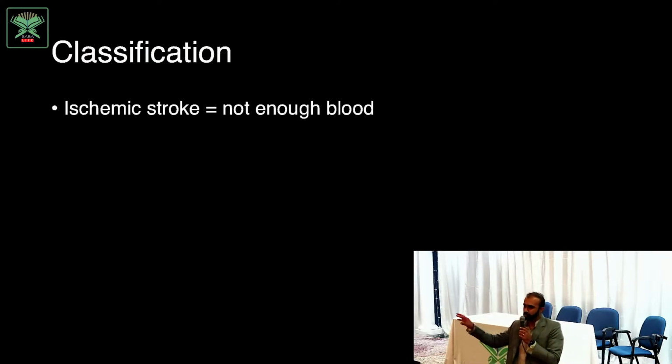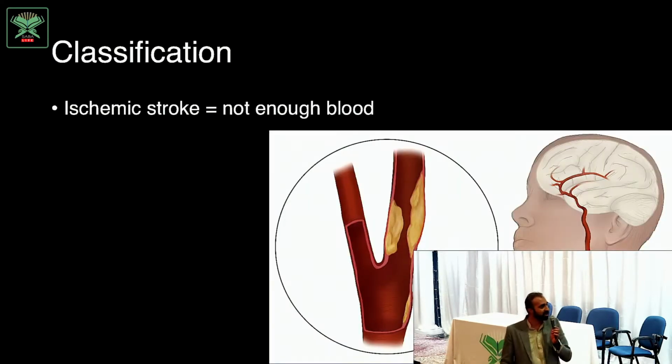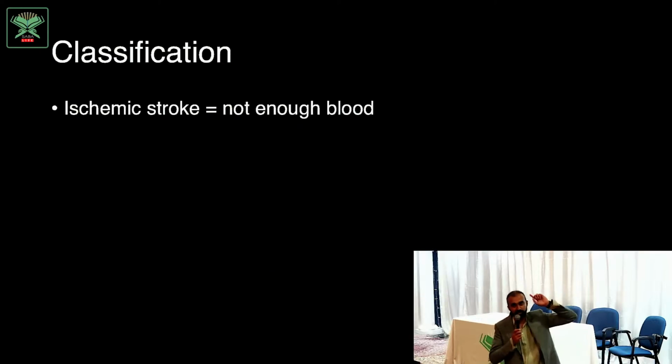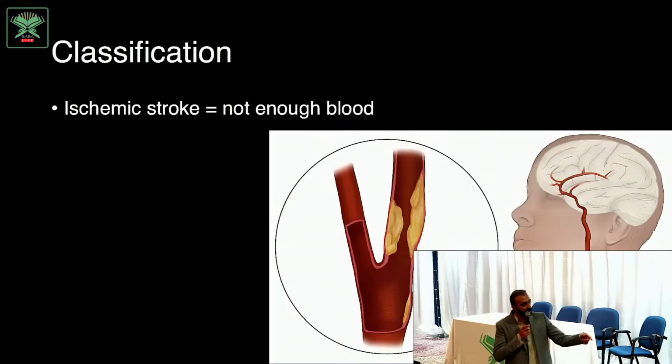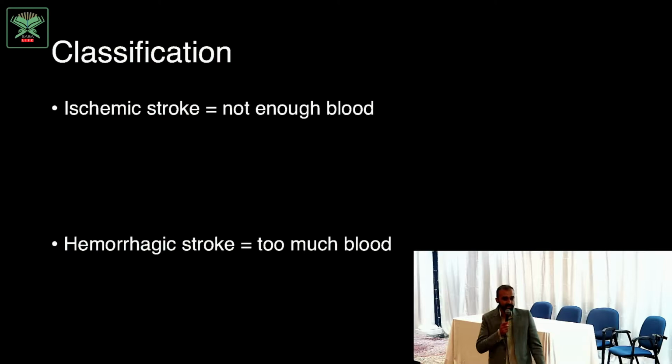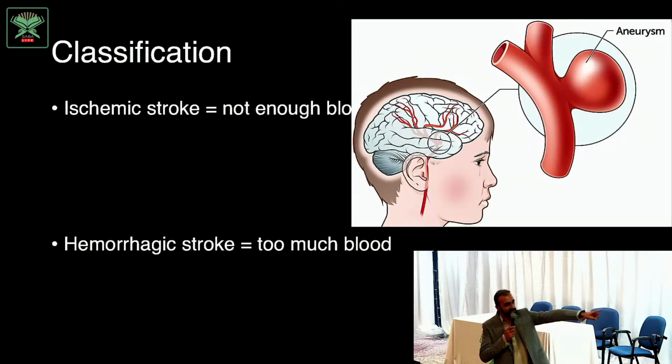We think about stroke in terms of not enough blood in the brain or too much blood in the brain. Ischemic stroke is not enough blood in the brain, so this could be due to a blockage in one of the blood vessels down in the neck, causing not enough blood flow up to the brain. Or you could have a hemorrhagic stroke, which is too much blood in the brain. These can often be due to aneurysms, which are little balloon-like outpouchings from the blood vessels that can bleed.